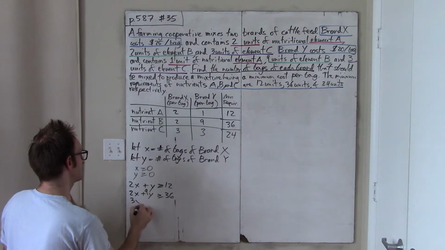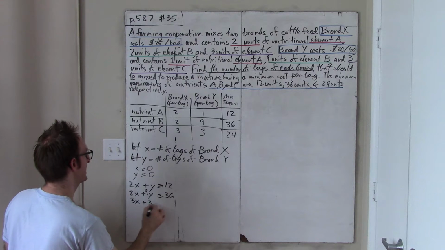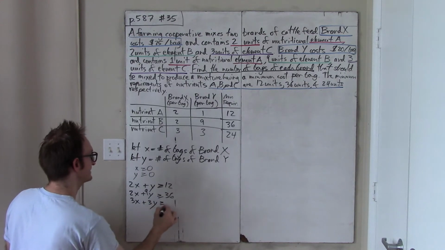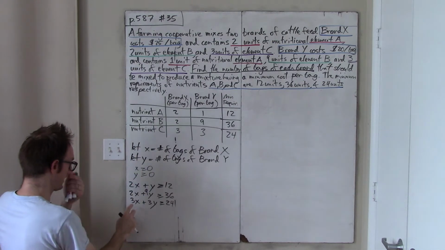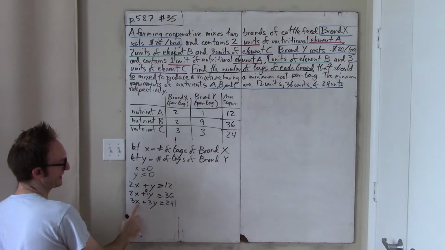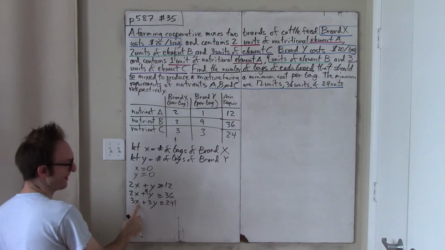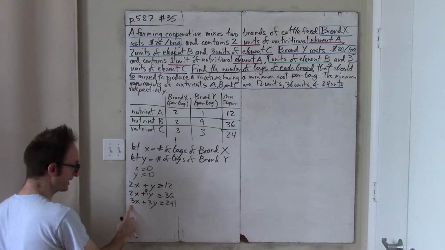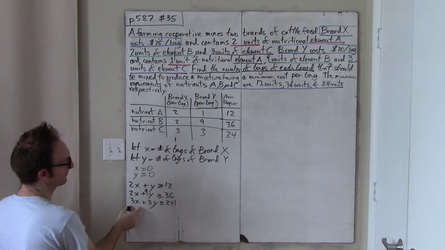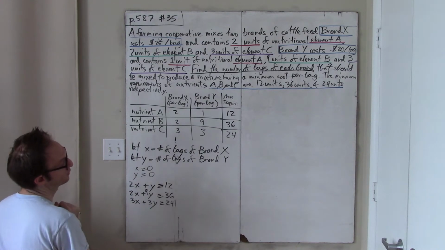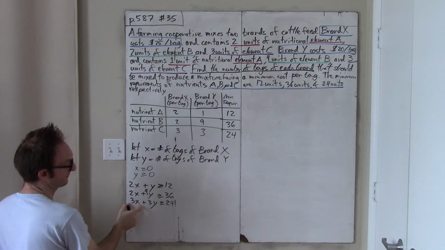Then we get this 3x plus 3y, I'm getting tired of talking this out, which has to be greater than or equal to 24. For nutrient C, I have x bags of brand X, and I get 3 units of nutrient C per bag, so when I multiply, I get the number of units of nutrient C that I receive from brand X.